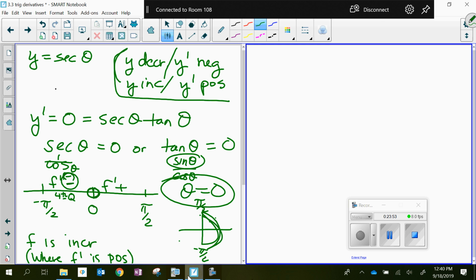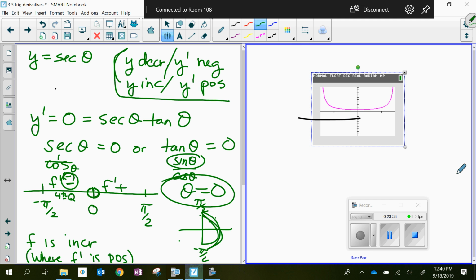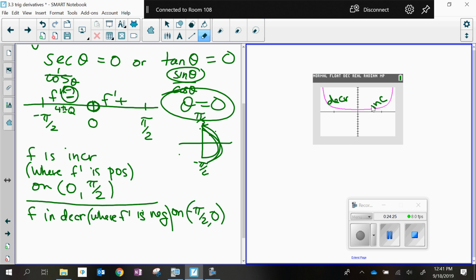Okay. My graph looks like this. Okay, let's talk about the answer that we wrote down. F is increasing from 0 to half pi. Would you agree with this graph? From 0 to half pi, it's increasing, and from negative half pi to 0, it's decreasing. That's a pretty wide view, but that's what it looks like just on that one little interval from negative half pi to half pi. Okay, so that is verified.